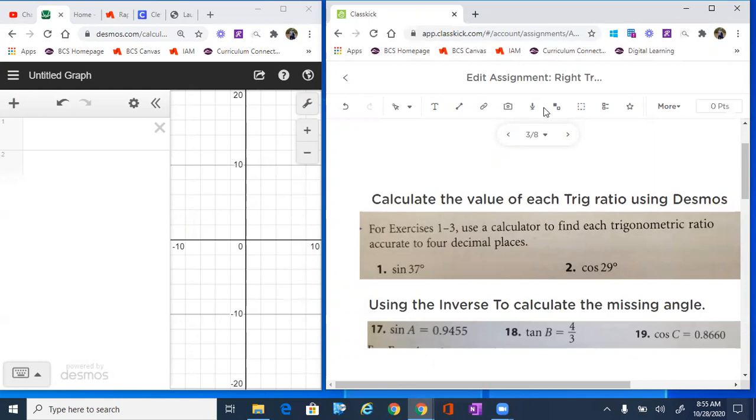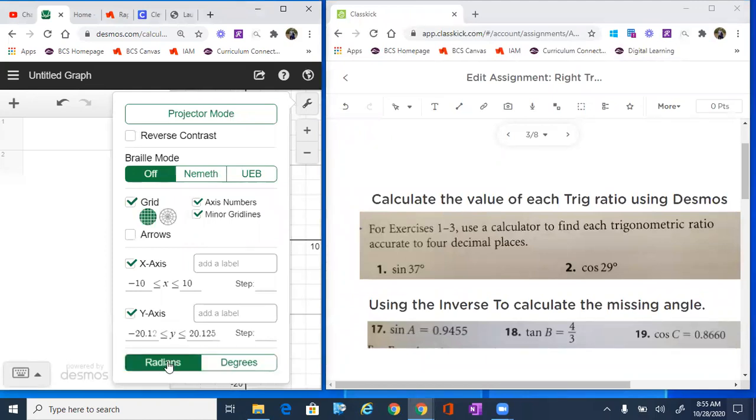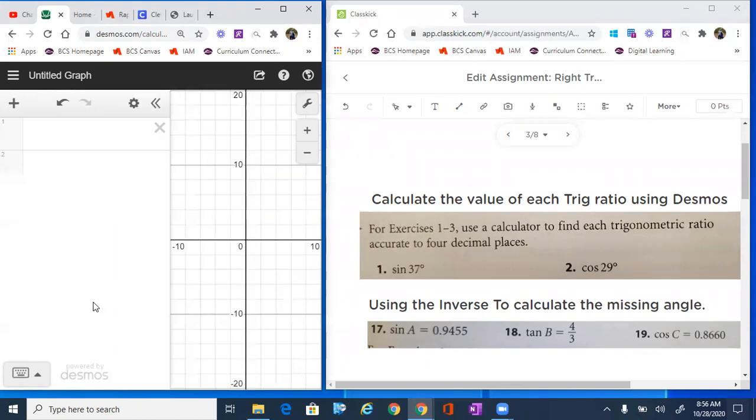So I've got a Desmos screen over here, and since we are using trig ratios, you're going to notice that most of everything we're going to do in the near future is in degree mode. In order to get to degree mode, I'm going to come over here to this wrench. I'm going to click on that wrench, and you'll see that there are radians and there are degrees. We need to be on degrees, so I'm going to make sure degrees is highlighted in green. If you do not have that, your calculations are going to be wrong.